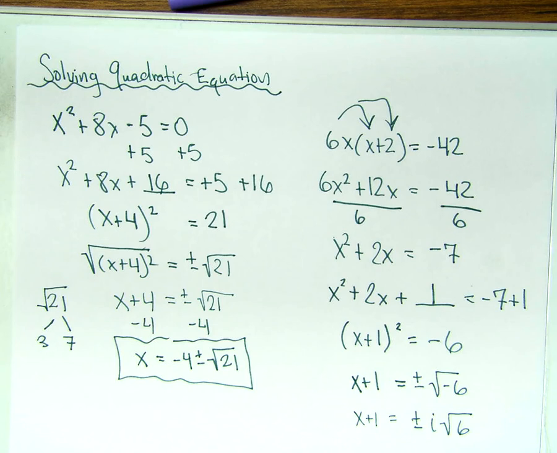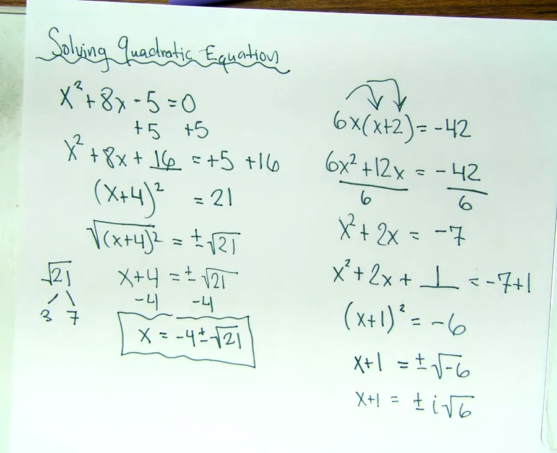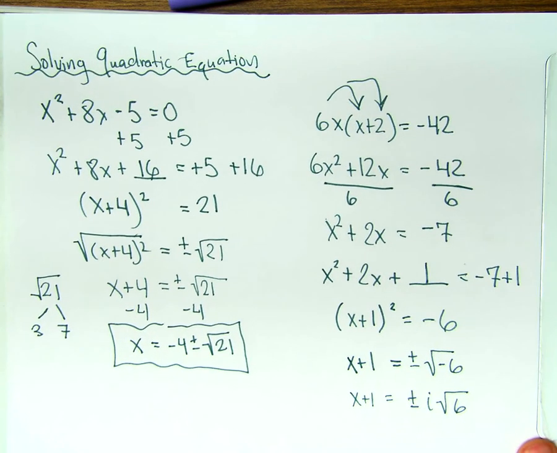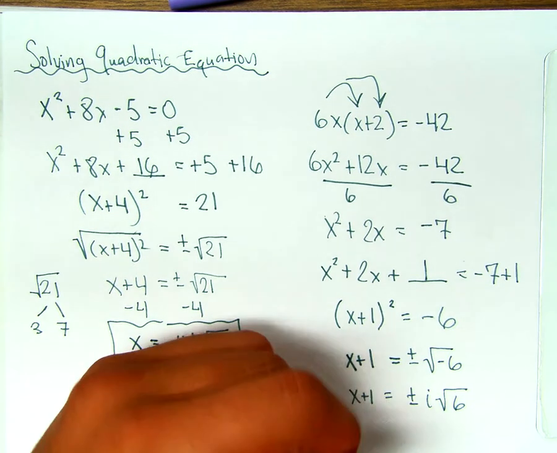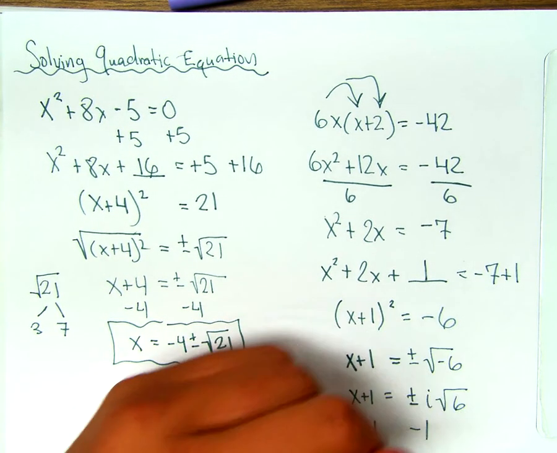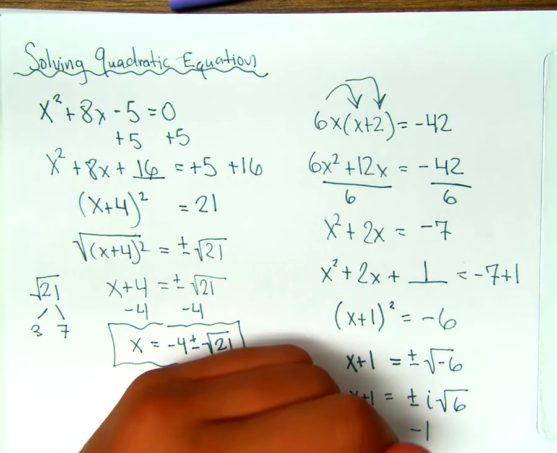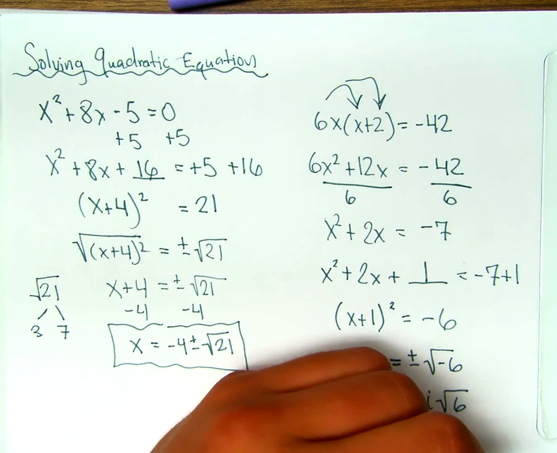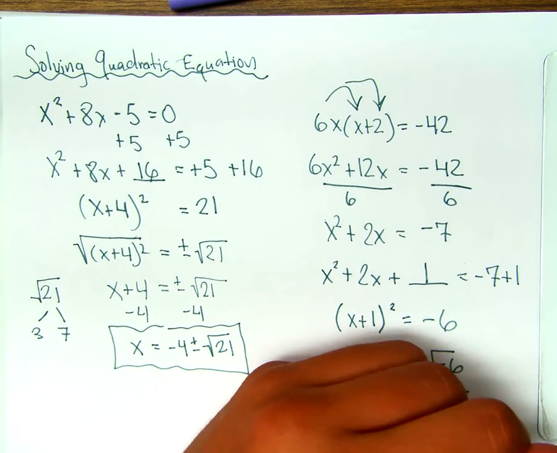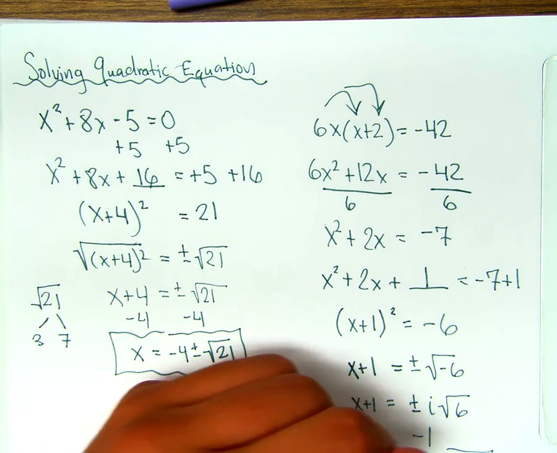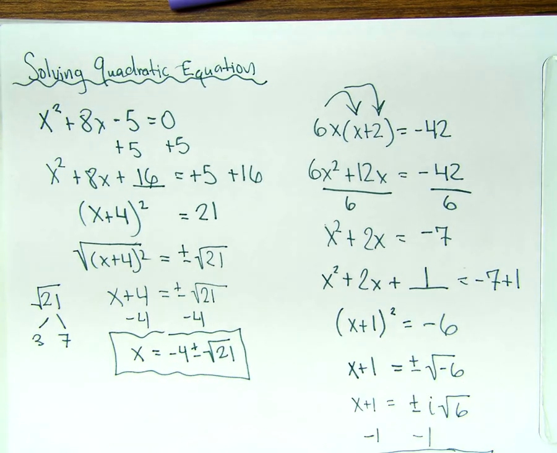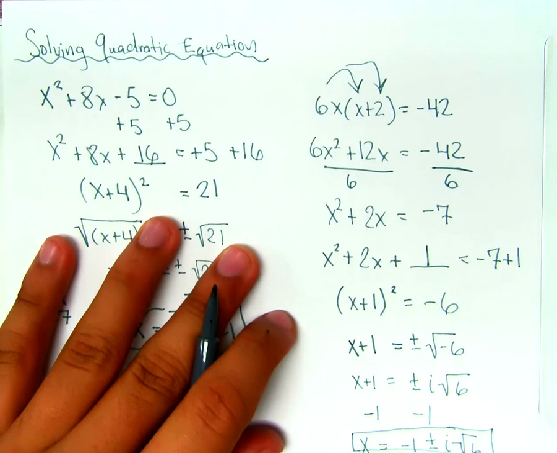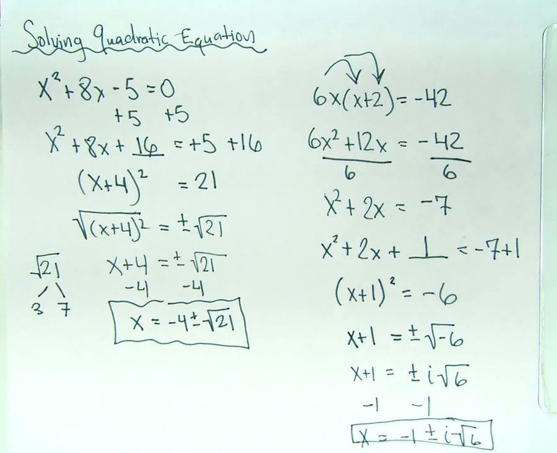Okay? So do we have our answer? No. What do we have to do? Subtract 1. We want to isolate x. And we write the 1 first. We have x equals negative 1 plus or minus i times the square root of 6. Oh, I messed up. Oh, y'all can't even see it. Wow. That's your answer, just not as sloppy.